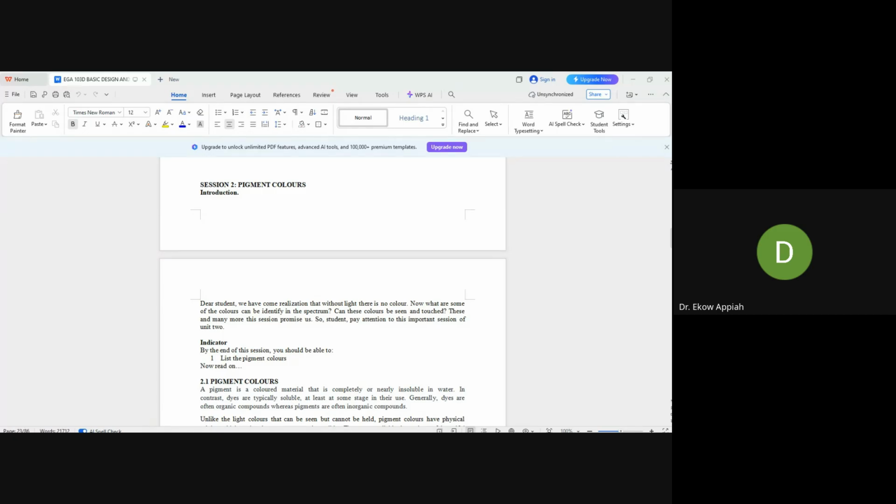These colors are classified as primary colors. Why are they primary colors? All colors are created from the primary colors. So the combination of one or two primary colors will give you other colors.